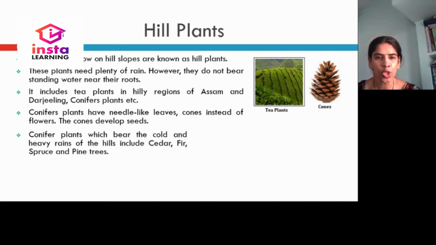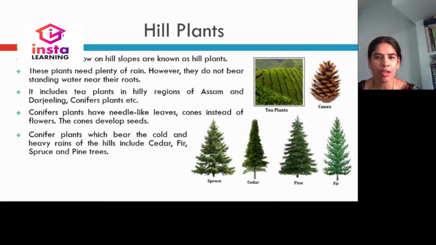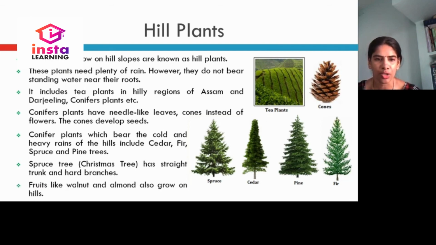Coniferous plants which bear the cold and heavy rains of the hills include cedar, fir, spruce and pine trees. Spruce trees are also known as Christmas trees. It has a straight trunk and hard branches. Fruits like walnut and almond also grow on hills.